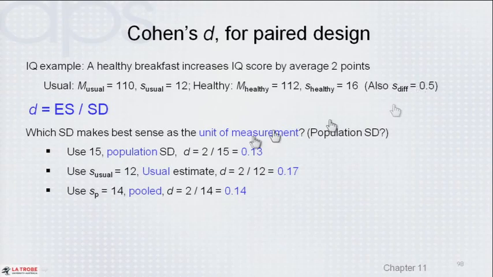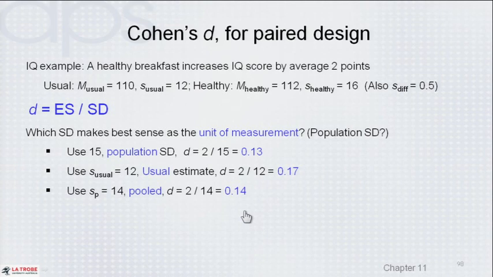So what should D be? Well, it's effect size divided by standard deviation. Well, the effect size is easy enough. It's just 112 minus 110, which is 2. But should we use the population standard deviation and get 0.13? Possibly. Should we use the usual diet, the usual breakfast, as a sort of control baseline? Okay, we get 0.17. Should we use the pooled from the pre-test and post-test, or average? Well, you can argue for that, 0.14.